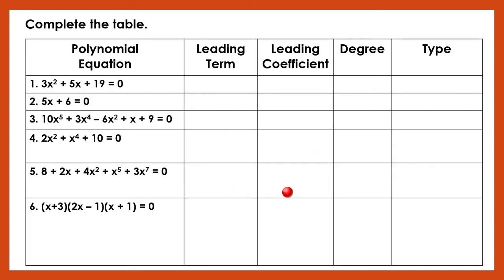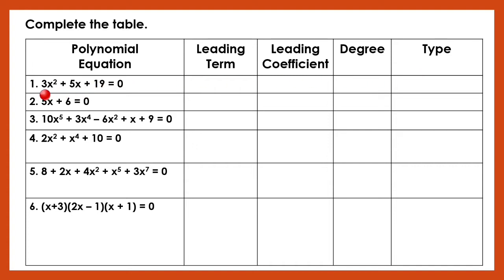Okay, let's have an activity. Complete the table. Sa ating table, sa column 1 ay ang mga polynomial equation. Sa column 2, isusulat yung leading term. Sa column 3, isusulat yung leading coefficient. Sa column 4, isusulat yung degree. And sa column 5, what type of polynomial equation.